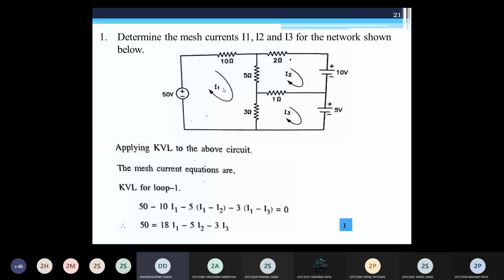Any doubt for loop 1 KVL? Anyone, is there any doubt? No, sir. Okay. So here I simplify this equation. Your voltage source is 50 volt, equated with the voltage drops. So after simplification, your equation becomes 50 is equal to 18 I1 minus 5 I2 minus 3 I3.